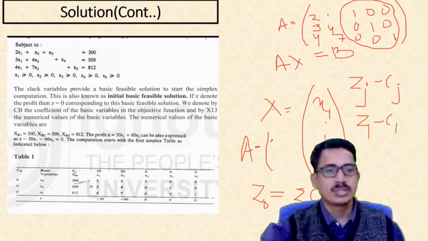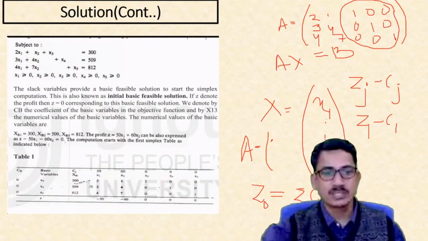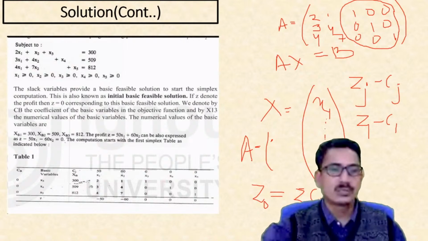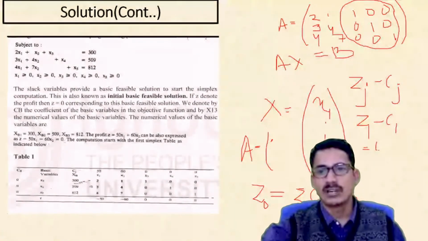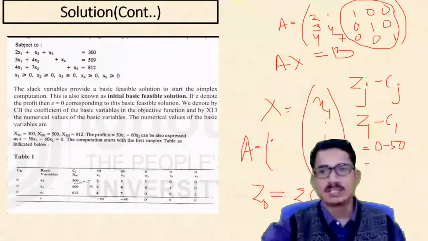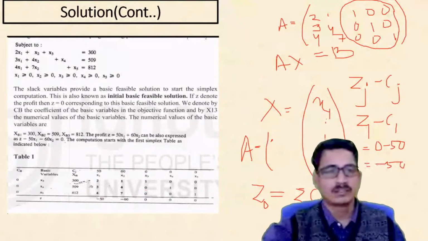C1 is 50. I told you in the previous class, the objective function is always taken as max or min Z equals C1 x1 plus C2 x2 plus C3 x3 and so on. So the x1 coefficient is C1, the x2 coefficient is C2, the x3 coefficient is C3. Here C1 is 50. So Z1 minus C1 is 0 minus 50, which gives minus 50.